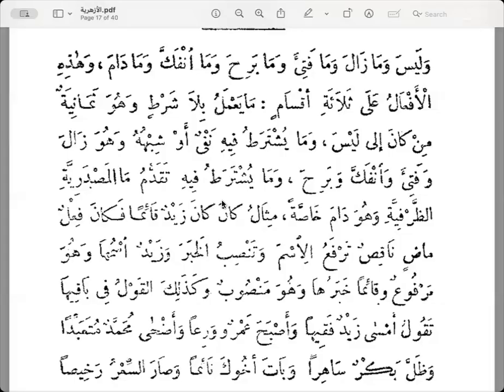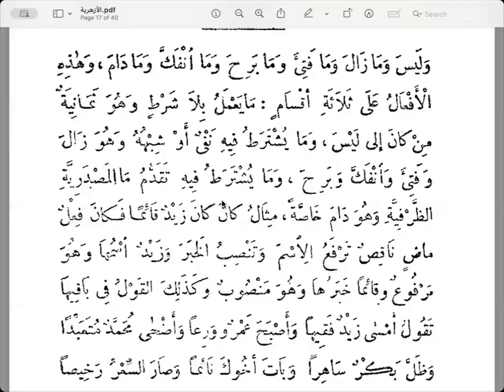Right. So what's going to happen then is that ma dama is going to be a dharf, and that dharf is going to be muta'alliq to something before it, right? سأبقى هنا ما دمت مريضا. I will remain here as long as you are sick, right? So it's got two things. Number one, it has a ma before it, which means as long as. And the second thing is it has a khabar, right?